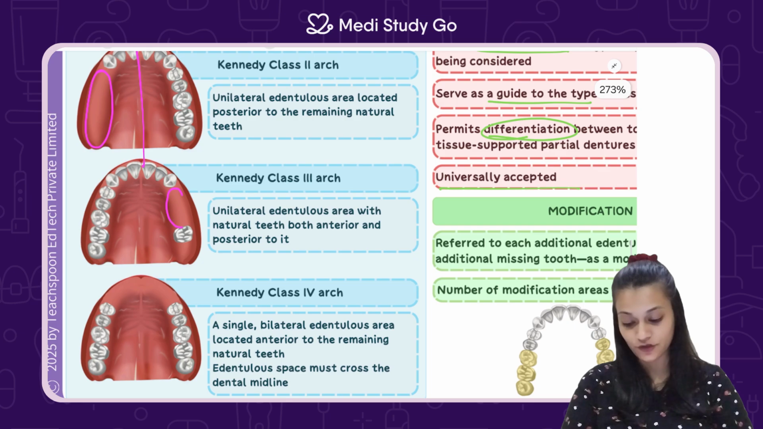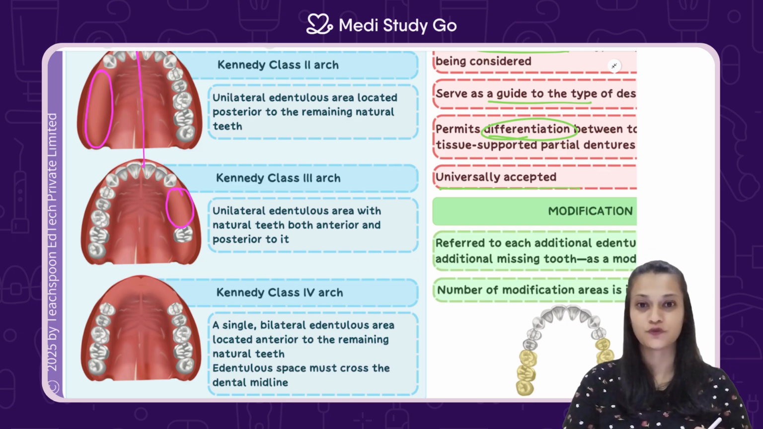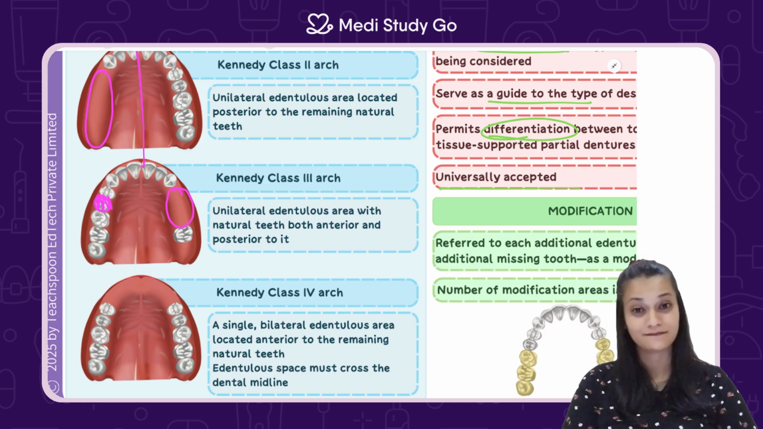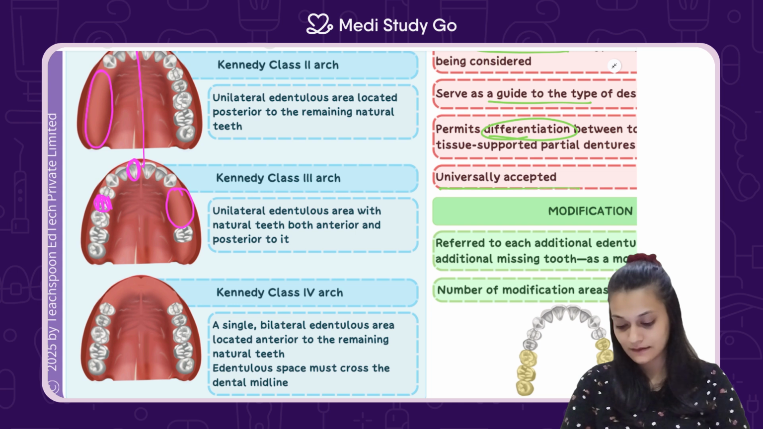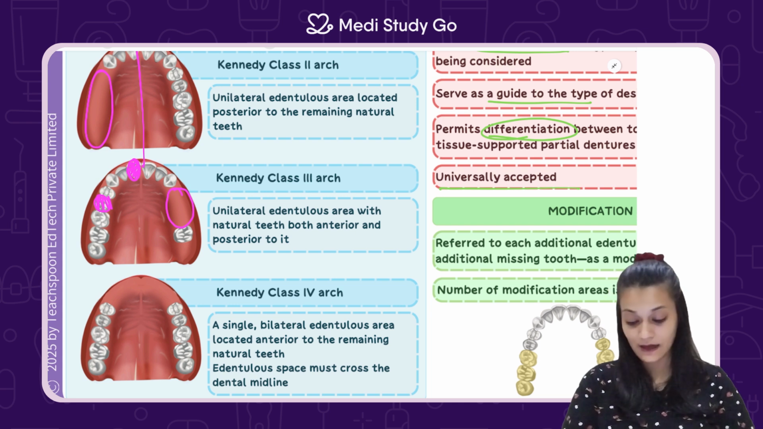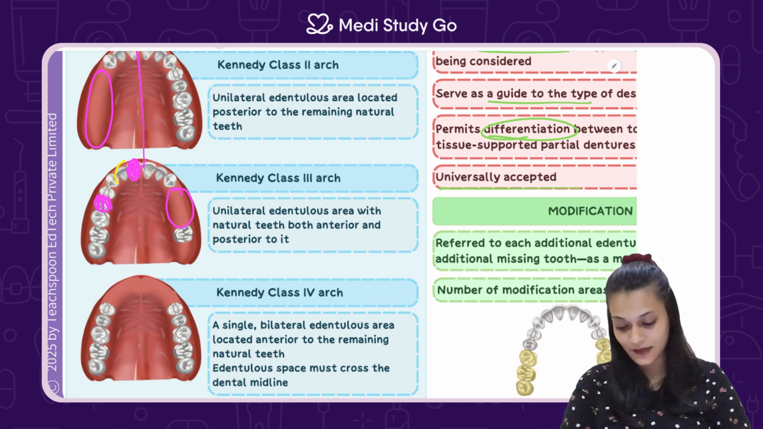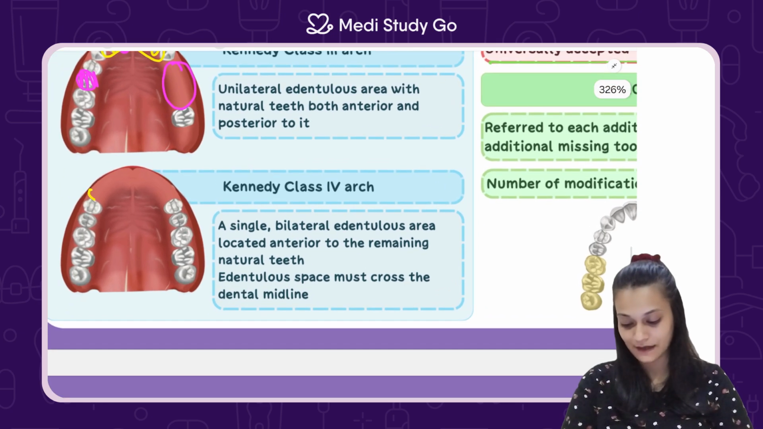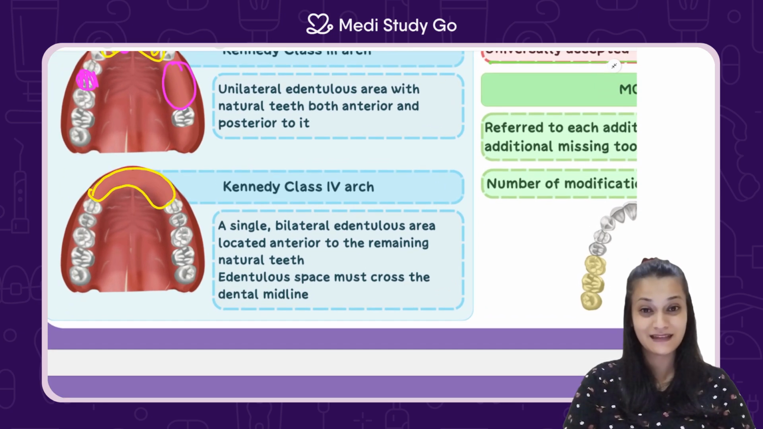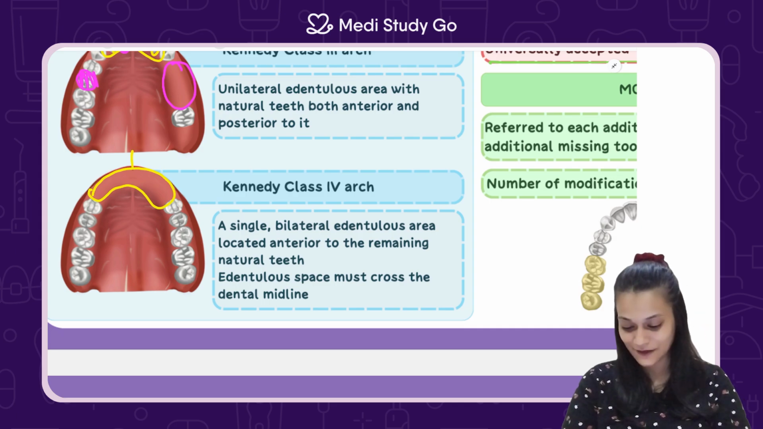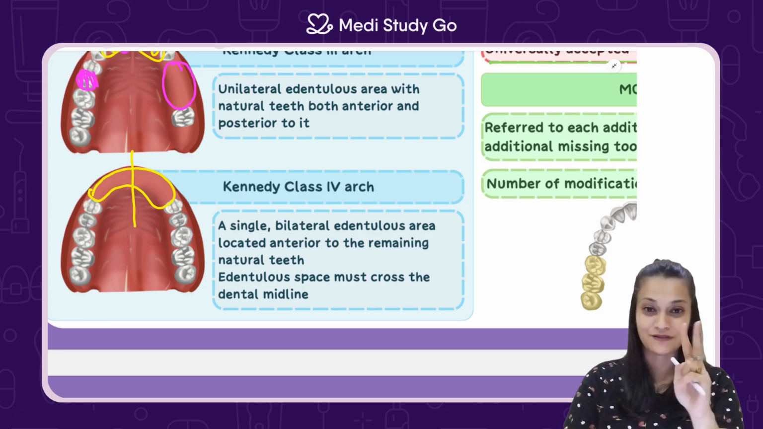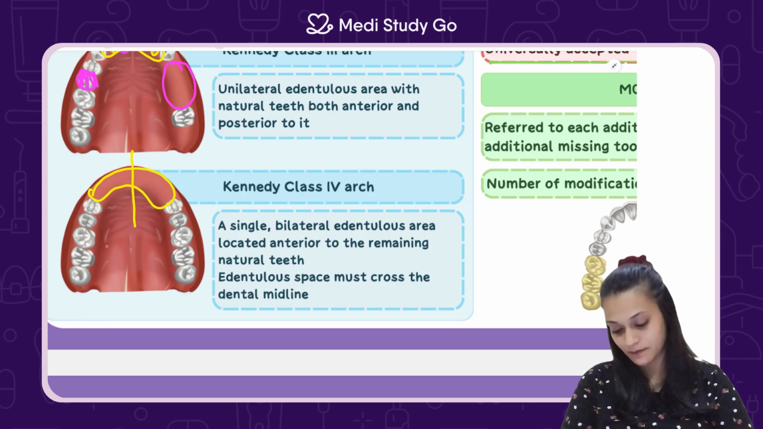Class 3 is a unilateral space that has anterior and posterior teeth. So class 3 can be anywhere. Let's say this tooth alone was missing, that's also class 3. This central is missing, that's also class 3. But in the scenario where my space is going to cross the midline, it transforms from class 3 to class 4. So it's a single space, bilateral, because it is crossing the midline. It's on both the sides.